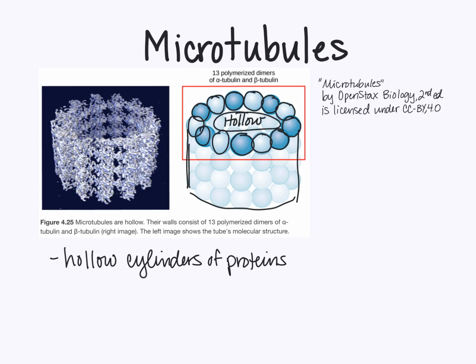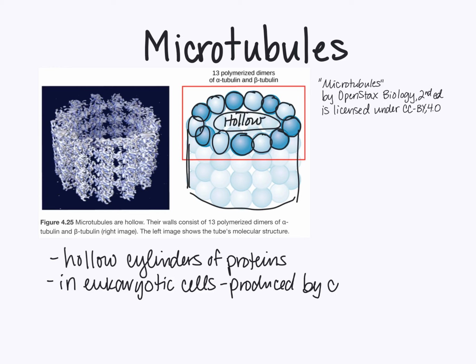Most eukaryotic cells have a structure known as a centrosome, and the centrosome is what produces the microtubules in these eukaryotic cells. These microtubules also act like train tracks in order for other molecules to be able to move around inside the cell. And those other molecules include things like organelles.